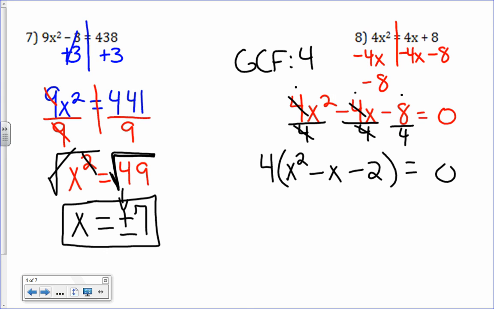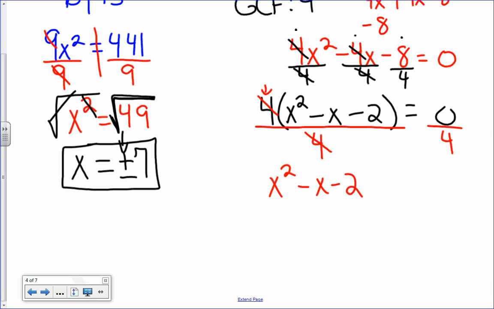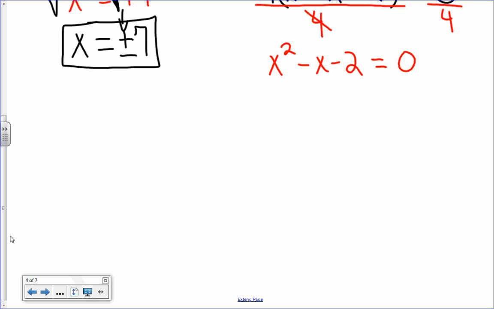Now if you remember back to last week when I solved this equation, the first thing I want to do is get rid of this multiplied 4 in the beginning. And to do that, I divide both sides of my equation by 4. These 4's cancel, leaving me with x squared minus x minus 2 equals 0. And from this point, I'm going to use my x method.